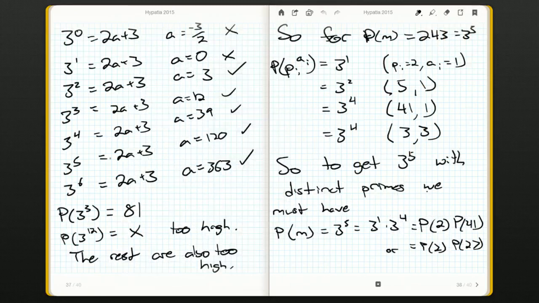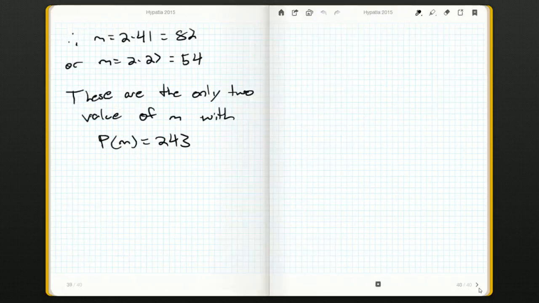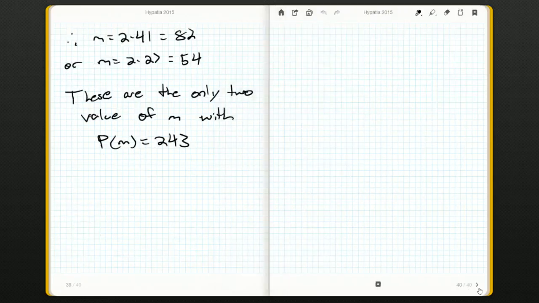Returning back to that case, p is equal to 3, and we're looking at a square or more. We'll have lots of different options. Most of them were too high. 3 to the 3 gave us 81, and that was our best bet. All the others were wildly too large. And then that finally gave us our options, which we put together, and we got the only two possible values. 3 to the 1 times 3 to the 4, and that gives us m could be 82 or 54. So that was a lengthy question.